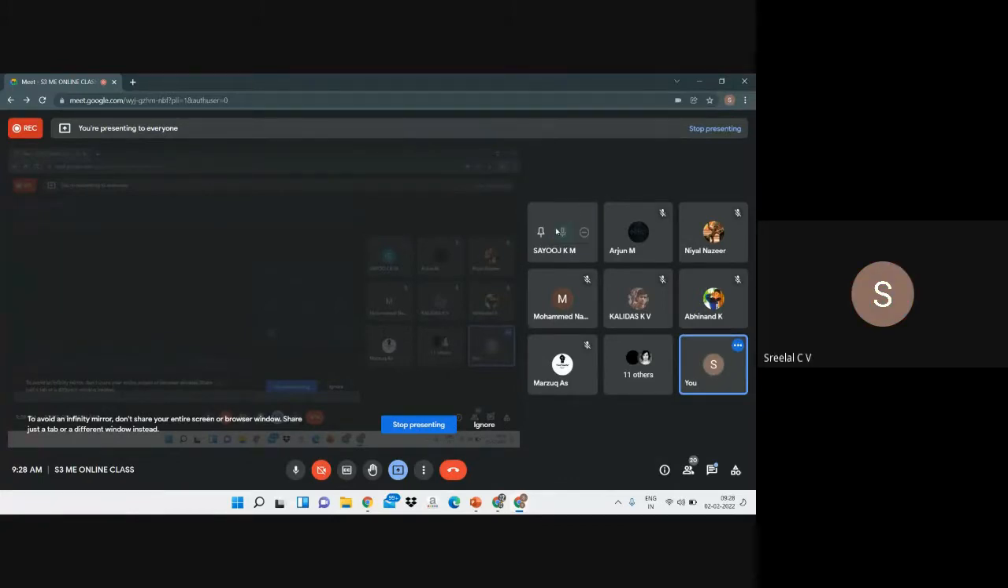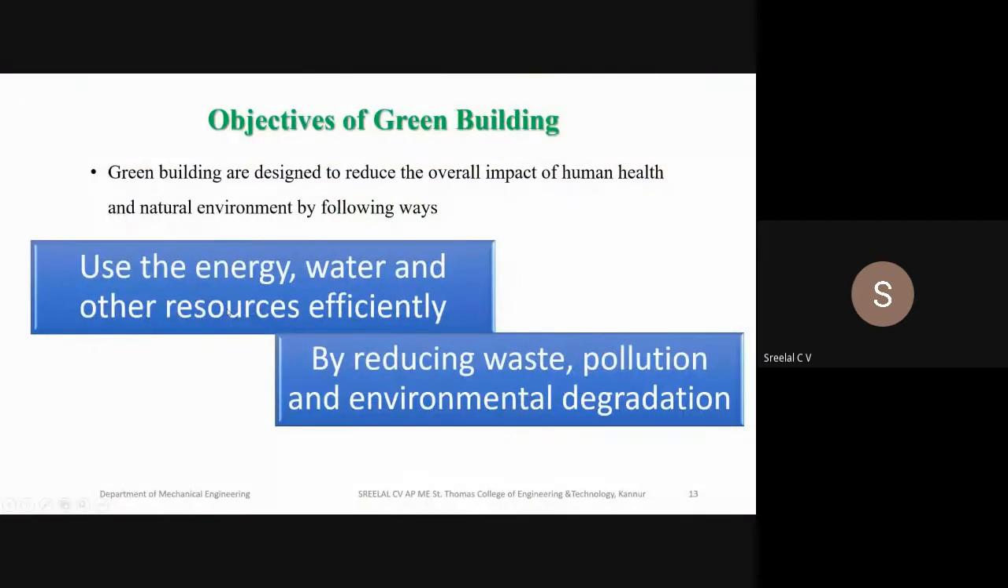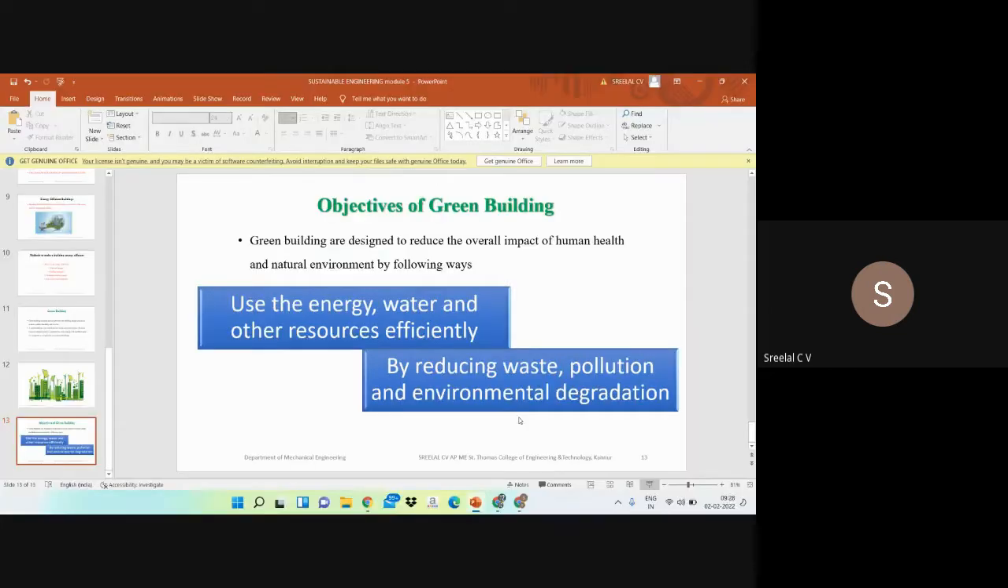No, sir. Okay, so the use of energy: we have to use the natural resources efficiently and we have to decrease the waste or reuse it. Reducing the waste means we can recycle that particular waste and use it again, so that we get maximum usage of that resource, and the hidden potential of the resources can be used again. And the next one was pollution and environmental degradation. So these are the main objectives of our green building.